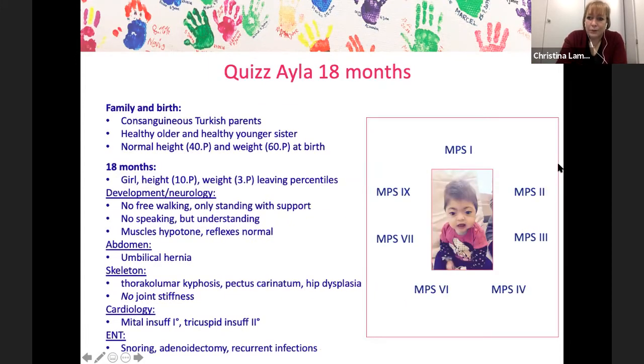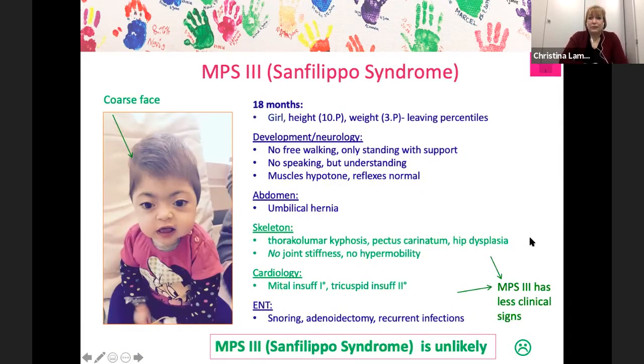Let's go to the next type of MPS. Let's say MPS 3. As I said before, MPS 3, Sanfilippo syndrome, is mainly with a cognitive impairment or a cognitive involvement, meaning loss of cognitive abilities over time. And actually the face is not as coarse as in the other types. So actually MPS 3 is unlikely as well.